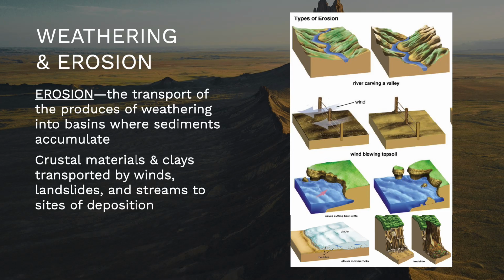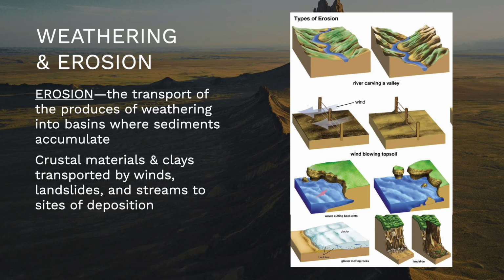At the top, we have rivers carving into a valley, right? Physically all that water is removing those sediments, carrying them downstream and removing them. Here you can think of something like the Grand Canyon or those slot canyons that I showed. Those are all formed by rivers carrying and carving away that material. Next, we have wind blowing topsoil away. We also have waves cutting back cliffs near a shore, where all that wave action is causing all that erosion.